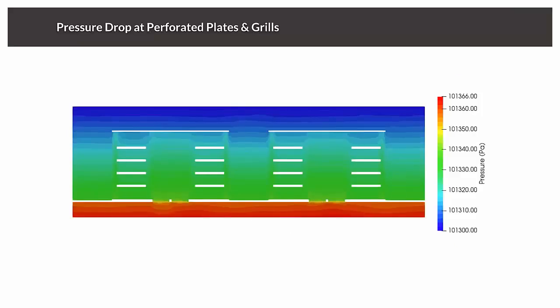Last but not least, let's take a look at the pressure drop at perforated plates and grills. Since we are introducing virtual objects, one would expect that the pressure drop would not look smooth, and that's exactly the case. We have a significant pressure drop at the bottom perforated plates and at the sides. If you notice these little jumps on the top of the server rack rows.